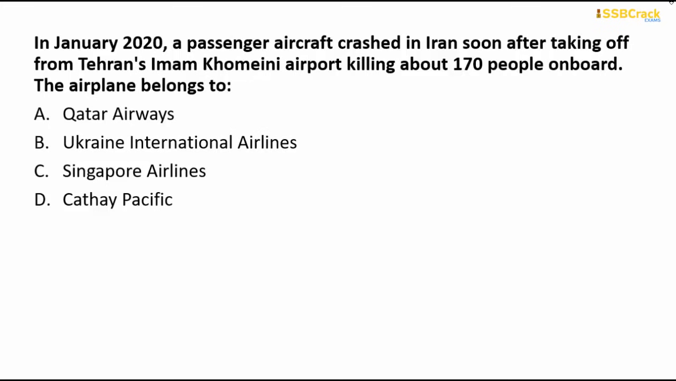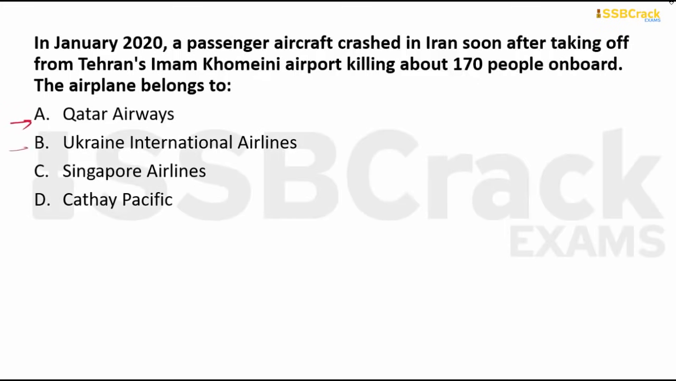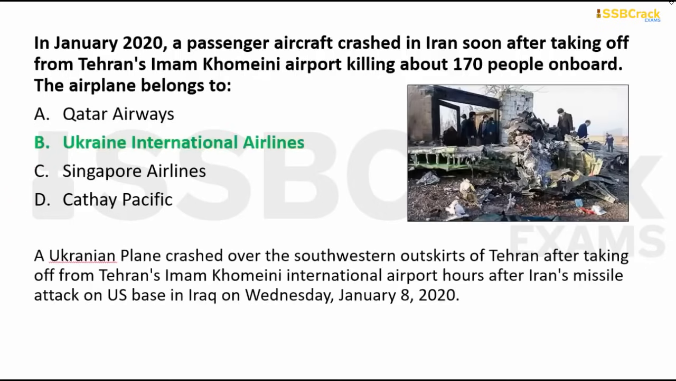So which airways does this particular airplane belong to? Is it A, Qatar Airways, or does it belong to Ukraine International Airlines, or Singapore Airlines, or Cathay Pacific? The correct answer for this is option B, Ukraine International Airlines.